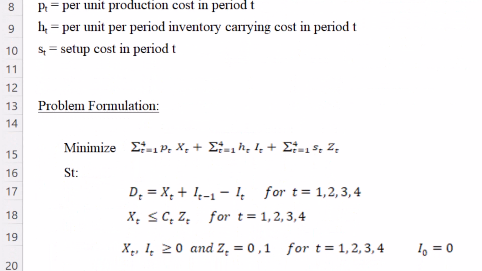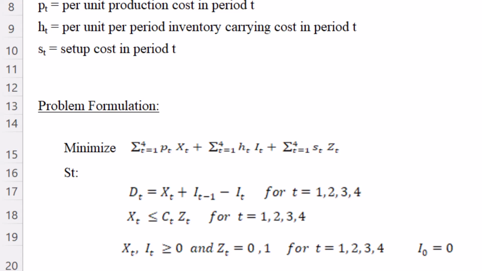So, our problem formulation. We want to minimize the total production, inventory, and setup cost. So we'll minimize the summation, t going from 1 to 4, of p_t x_t, plus the summation, t going from 1 to 4, of h_t I_t, plus the summation, t going from 1 to 4, of s_t z_t. And we have constraints.